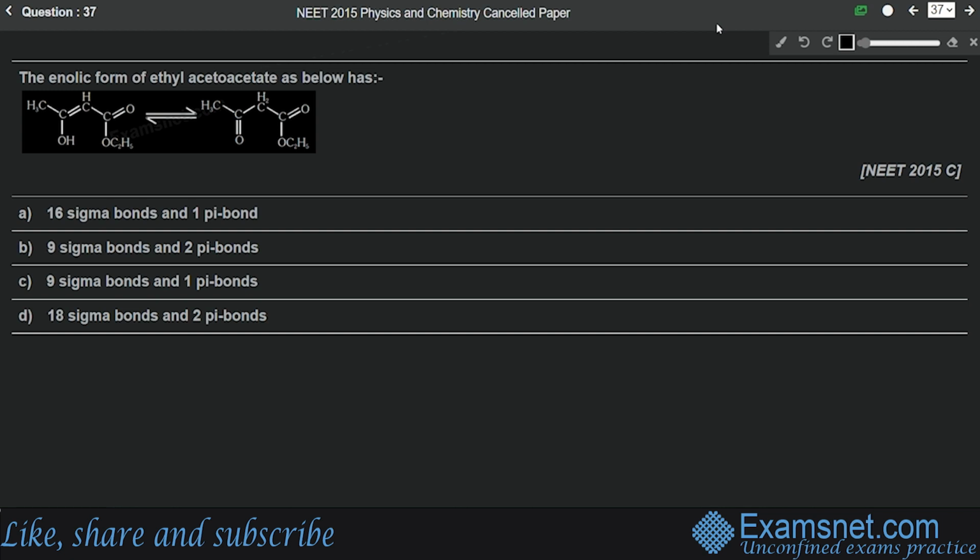Now question number 37 says the enolic form of ethyl acetoacetate as shown below has. So we simply have to count the number of sigma bonds and pi bonds. What is the total number of sigma bonds here? If you count, it will be 18 sigma bonds and only 2 pi bonds. So the correct answer will be option number D, 18 sigma bonds and 2 pi bonds.